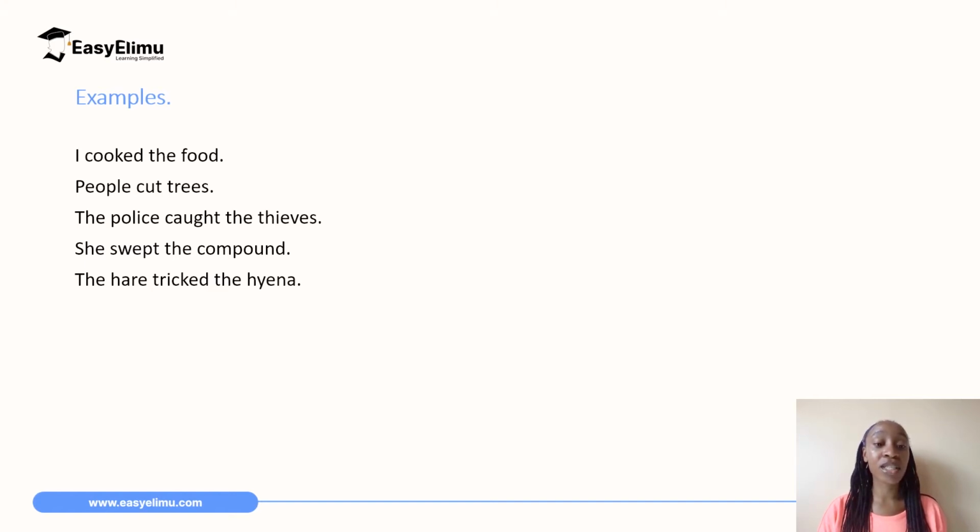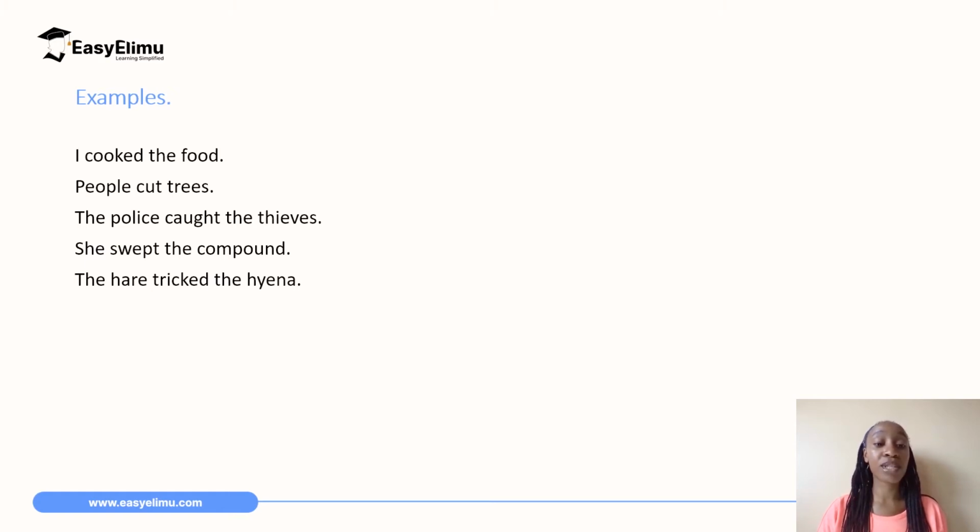The police caught the thieves. So again, we start with our action or our verb in this sentence, which is caught. Who did the catching? The police. So the police is the subject. Who was affected by this catching? The thieves. So the thieves is the object.